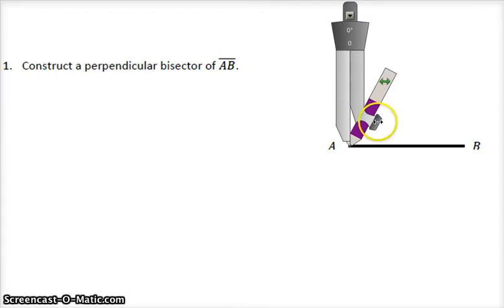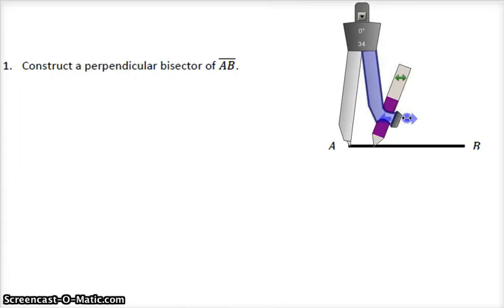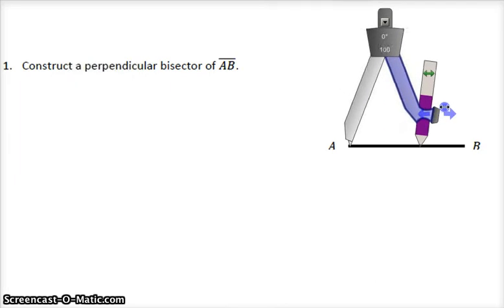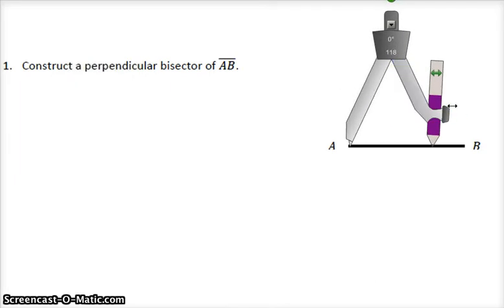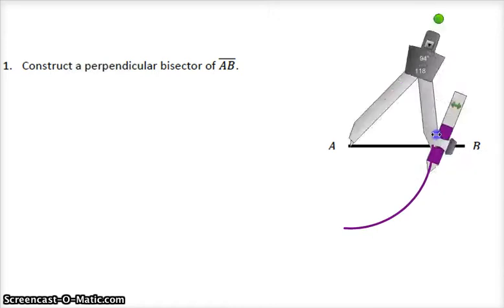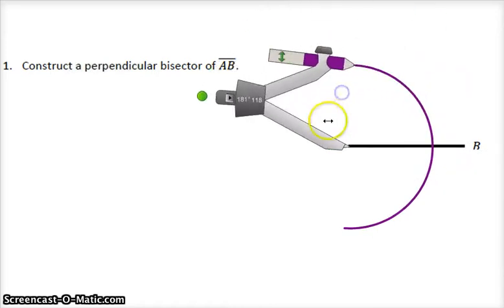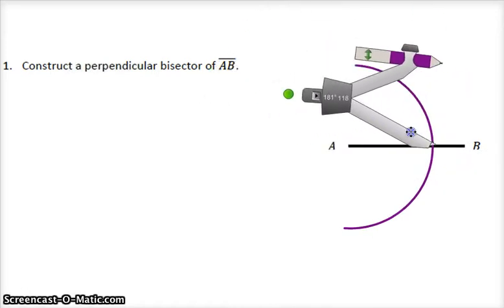The big thing is that when you extend your compass, where your pencil should be is at least more than halfway. If you're not more than halfway, we're not going to get an intersection above and below the line segment, and then we'll have an issue trying to create that perpendicular bisector. So we can make our arc below and above. The big thing is you do need two intersections, so you do have to go above and below.